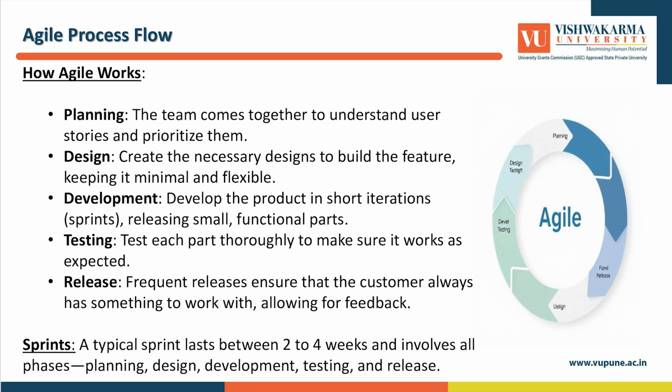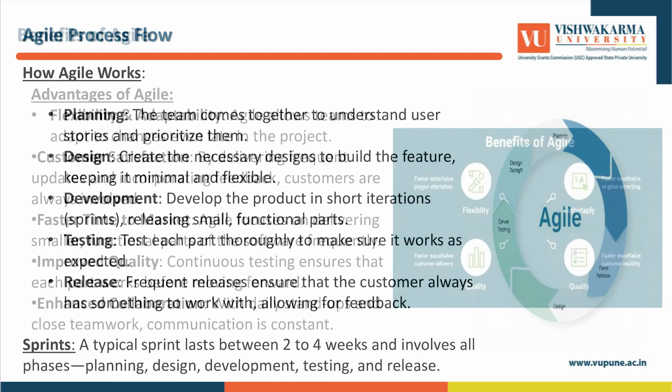Fourth one is testing. As development progresses, continuous testing is done to ensure that the software works as expected. Fifth one is release. At the end of the sprint, a small functional part of the software is released, allowing the customer to provide feedback. The key concept in Agile is that this process repeats over and over, allowing for constant improvement and flexibility.